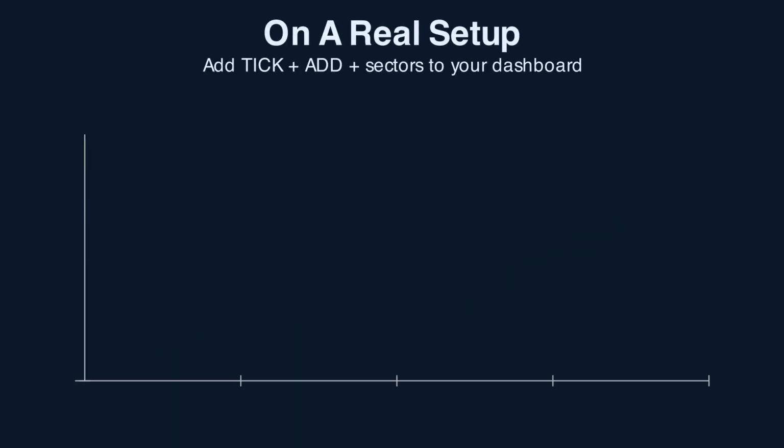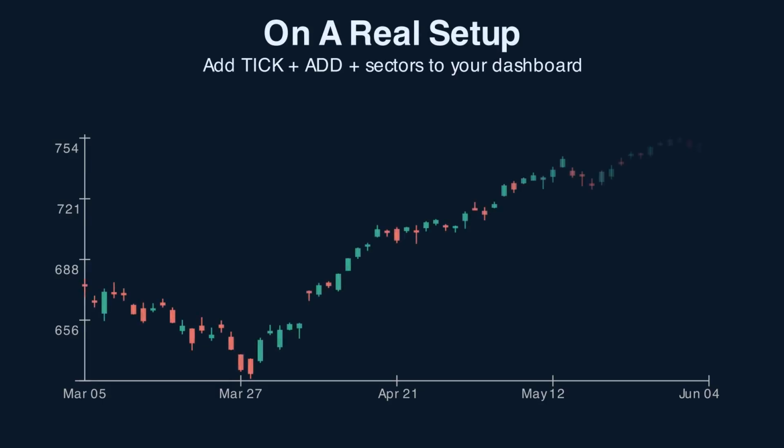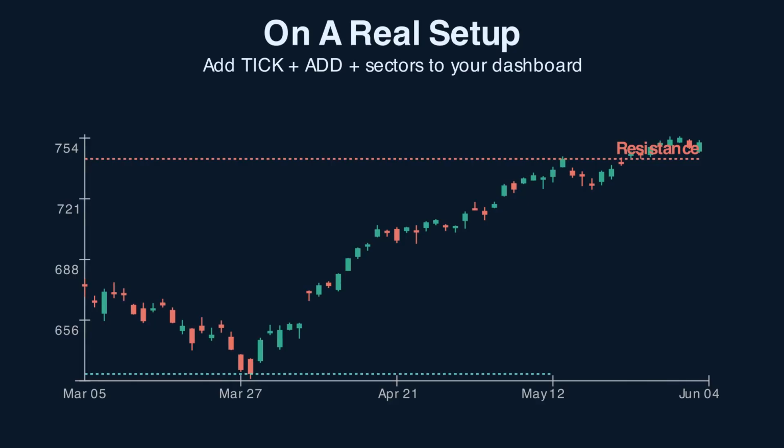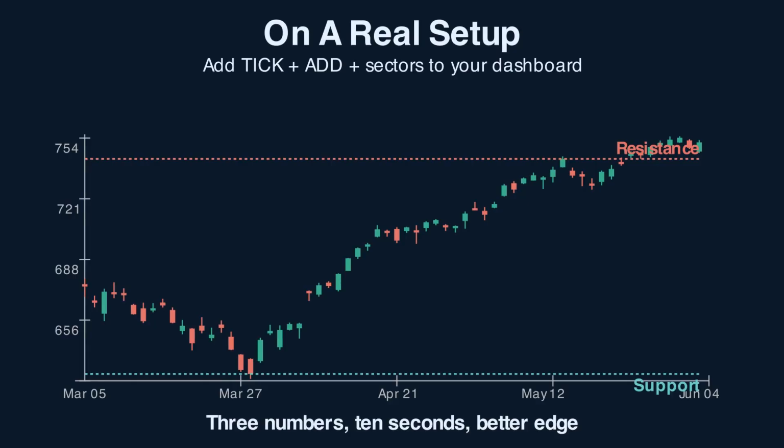In a real trading setup, configure your platform to show 3 numbers prominently on every intraday chart: current TICK, ADD direction, and a sector heat map. The 10-second check before each entry filters out most of the fighting-breadth trades that retail traders take blindly. Pros stare at internals as much as price. Retail watches only price. That's the gap. Close it with 3 small windows on your screen and your intraday win rate improves immediately.